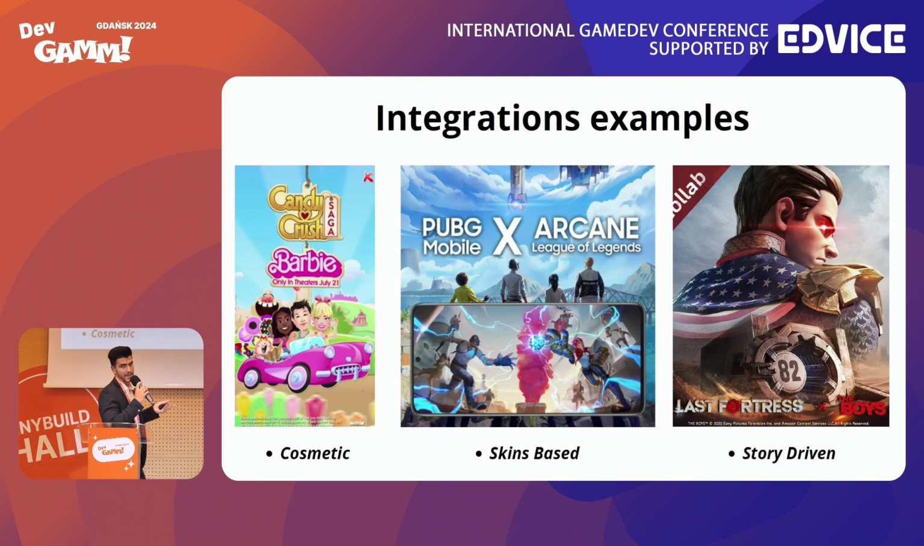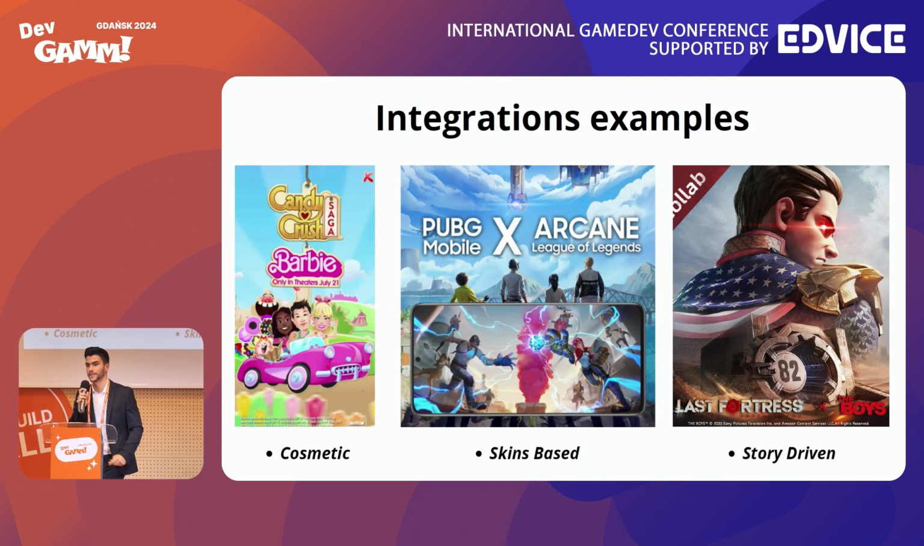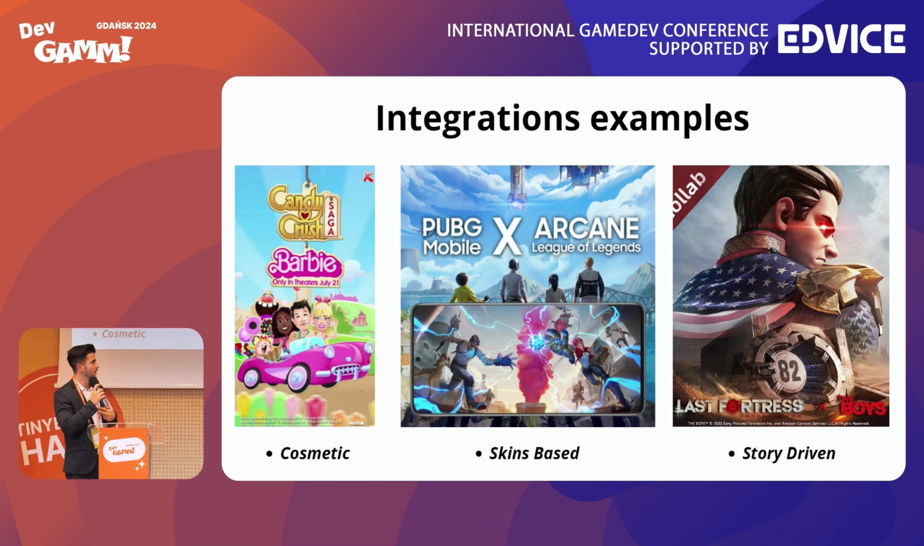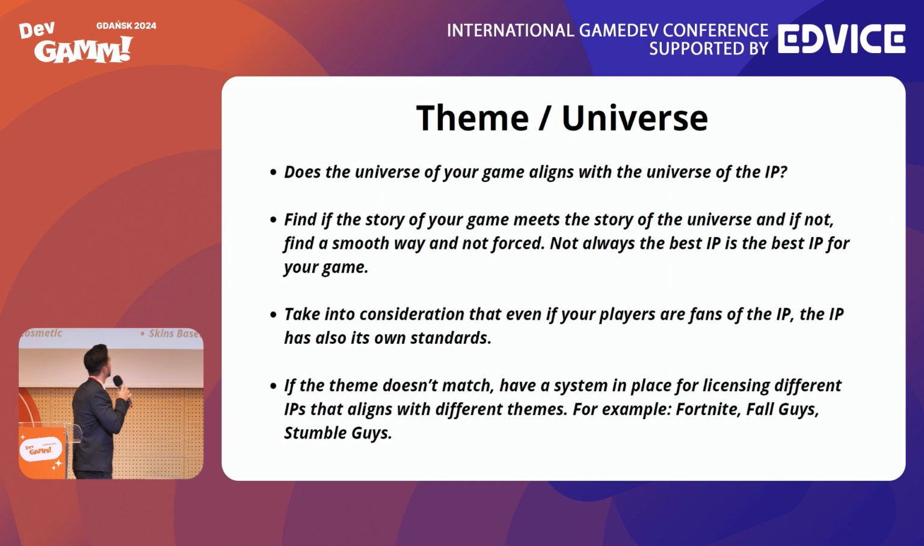Then we get into skin-based, right? Here I put the sample of PUBG, but it's also the same for Fall Guys or Fortnite. Super straightforward. In Fall Guys, if you want to get something, you have your currency, you pay it, that's it. And then, for example, a story-driven one: Last Fortress and The Voice, where they actually made a whole new story about how the IP came into the war. Inside of that, they did several ways of monetization, from in-app purchases to daily login, etc. That was quite successful, to be honest. I can tell you that one was really good.